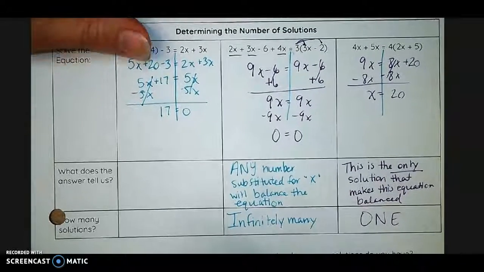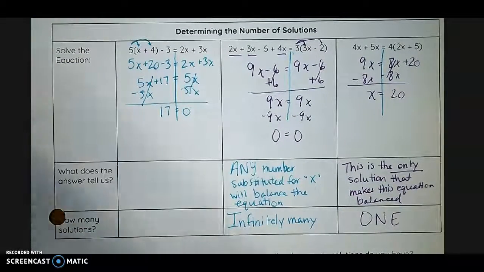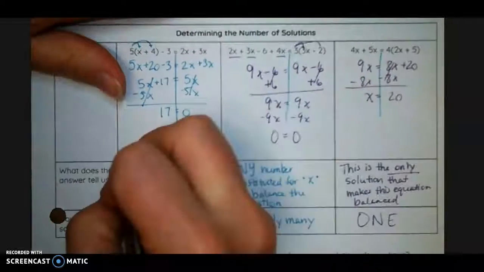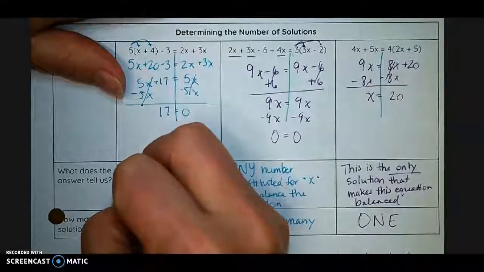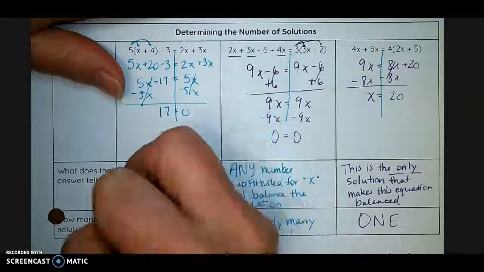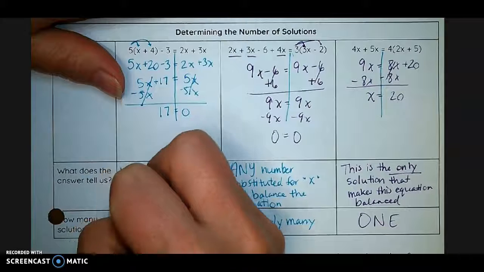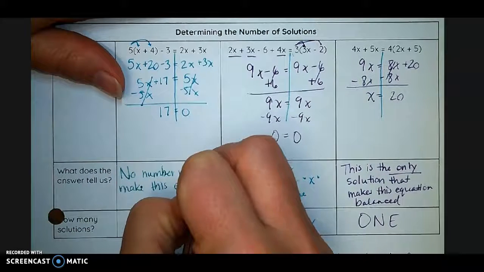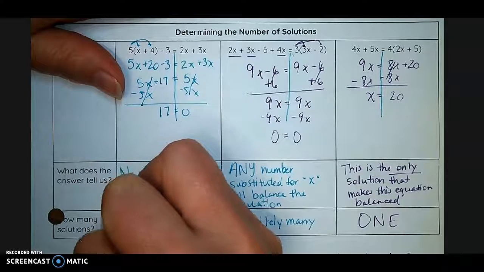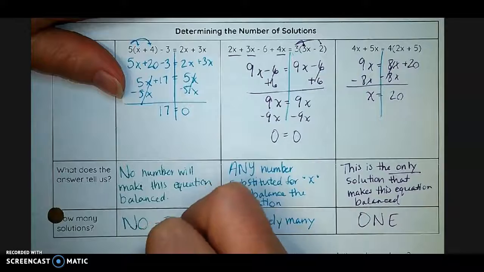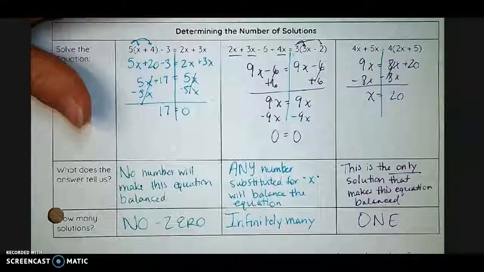Now my last case down here, when I get 17 equals 0, that is telling me that no matter what I put in there, no number will make this equation balanced. There are no, or 0, possible solutions in that case.